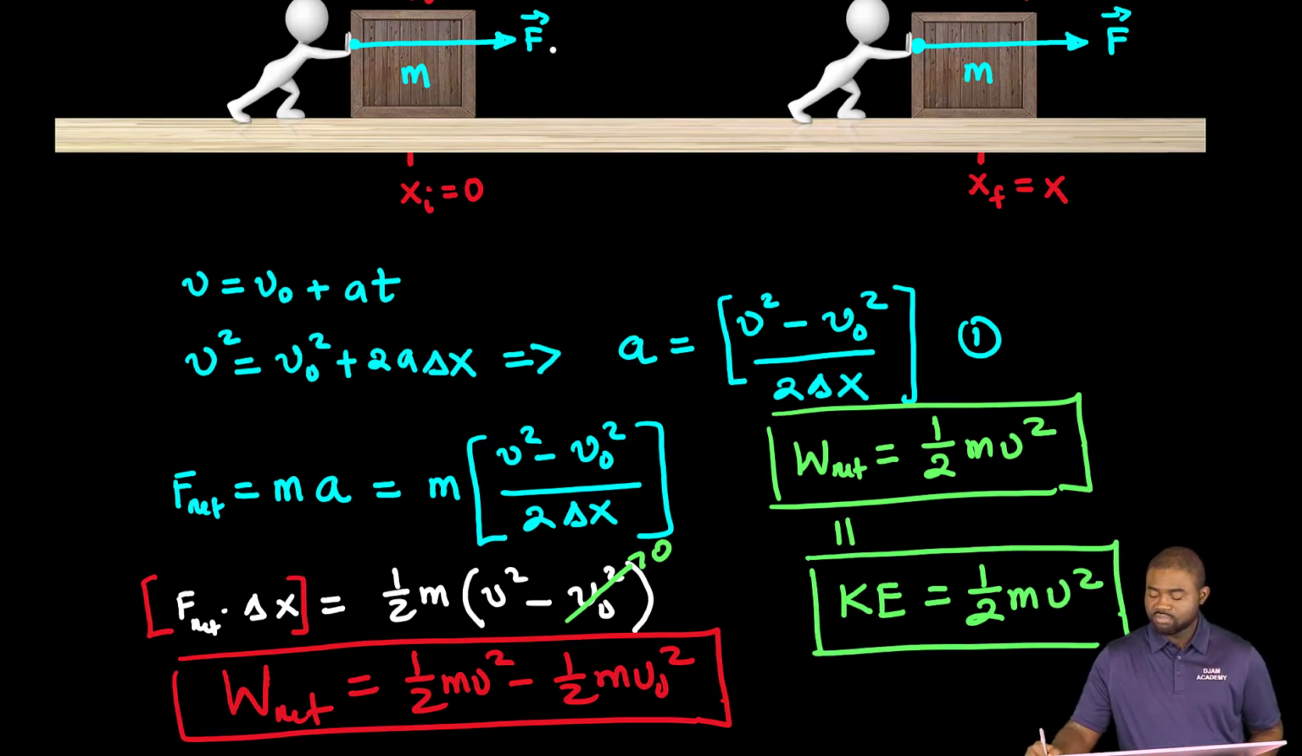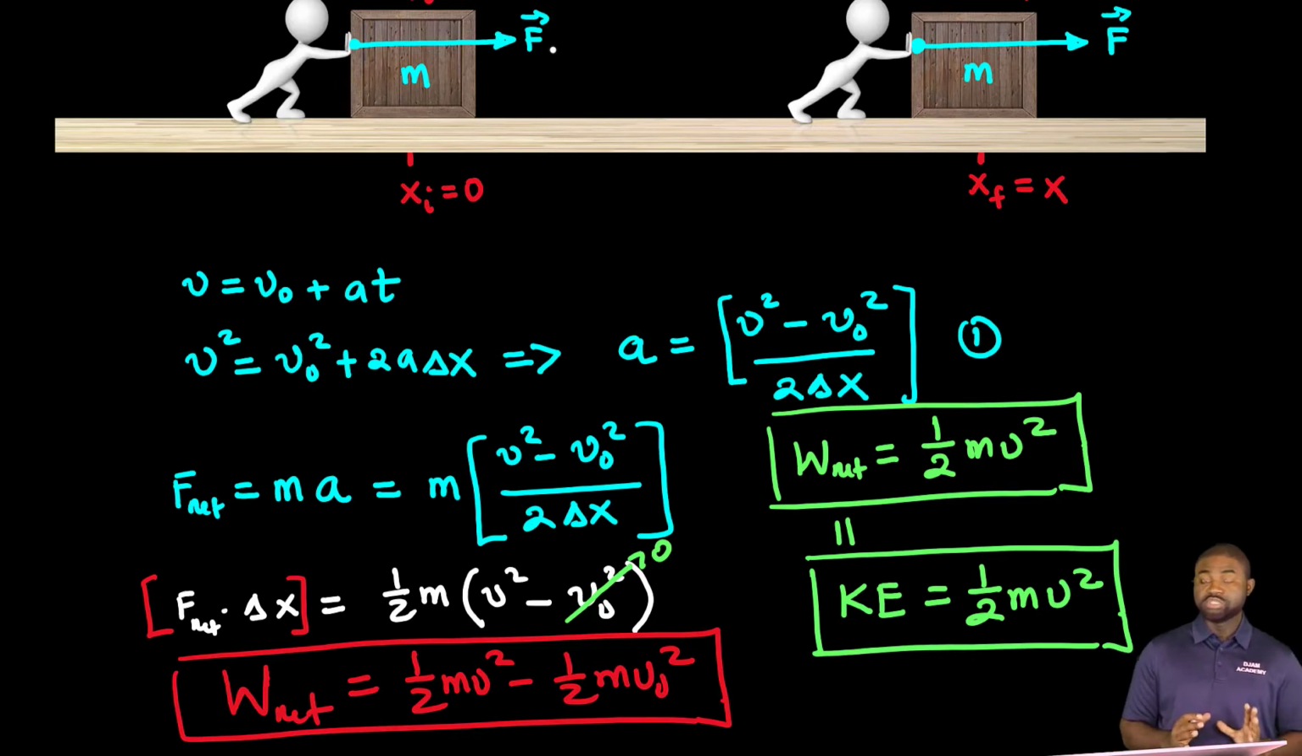So this is the mathematical expression that will help us to calculate the kinetic energy of an object. Now this brings us to the equation in red. What is this telling us?